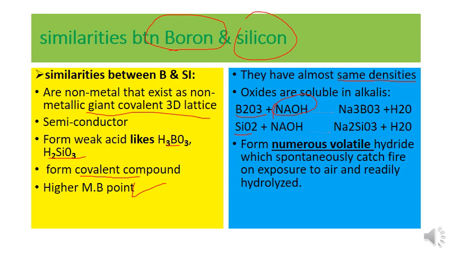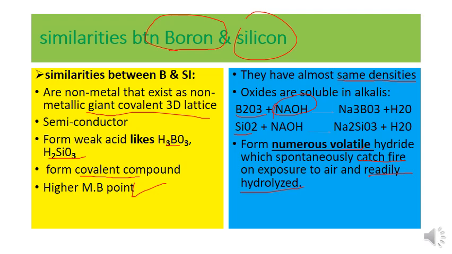Here they also form numerous volatile hydrides, which means they can catch fire when a flame is nearby. When exposed to air they also readily hydrolyze, and they can catch fire when exposed to air due to being volatile. Those are some similarities between boron and silicon.